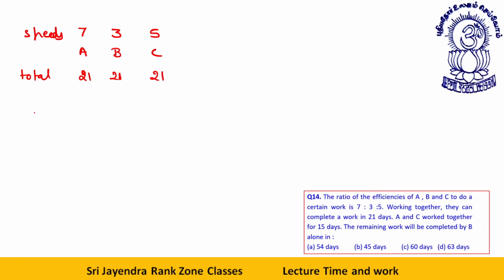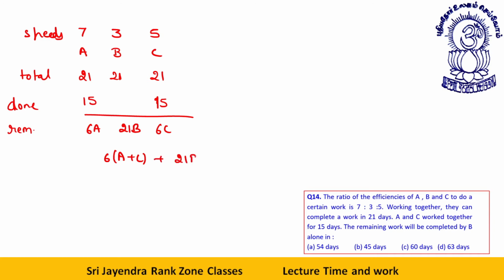A and C work together for 15 days. The portion done is 15 days of A and 15 days of C. What is the remaining portion? 6A, 6C, and 21B. So the remaining work is 6 days in terms of A and C plus 21 days in terms of B.